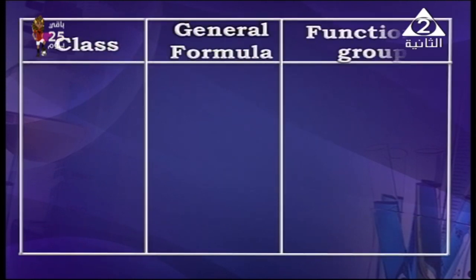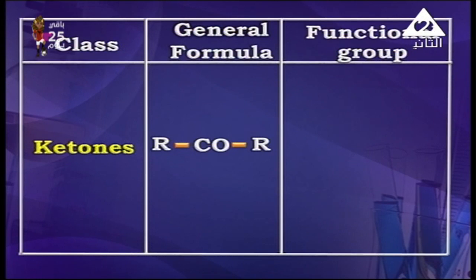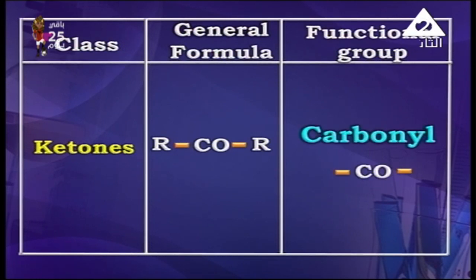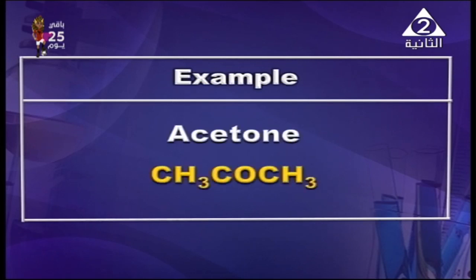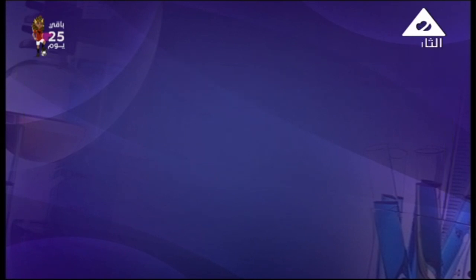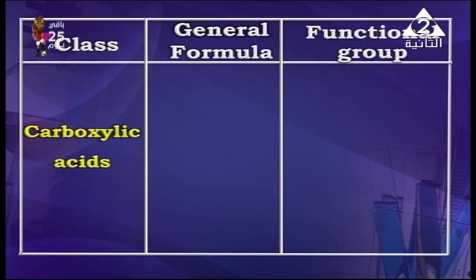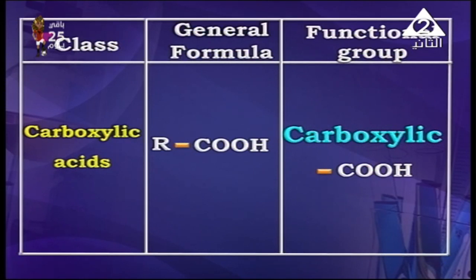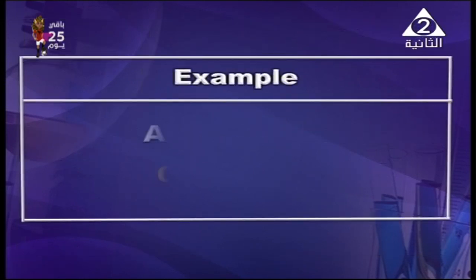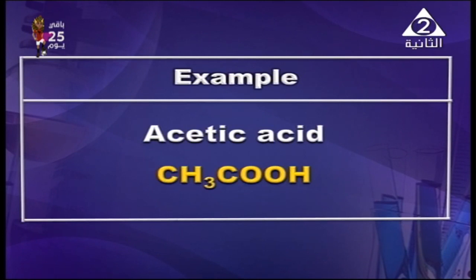The next class is ketones, which have general formula RCOR and functional group carbonyl group, CO, and an example is acetone, CH3COCH3. And the next class is carboxylic acids, which have general formula RCOOH and functional group carboxylic group, COOH. For example, acetic acid or ethanoic acid, CH3COOH.